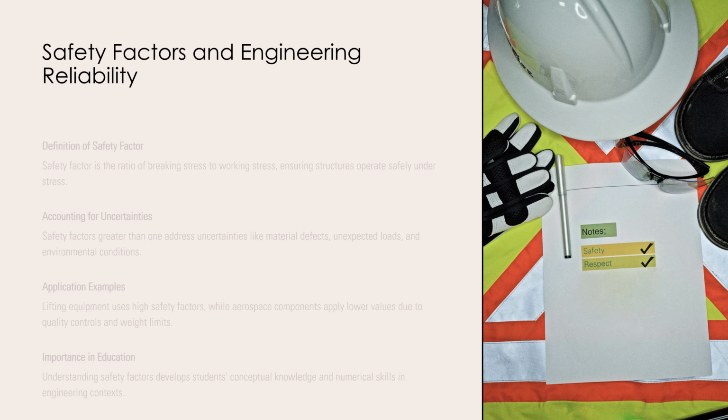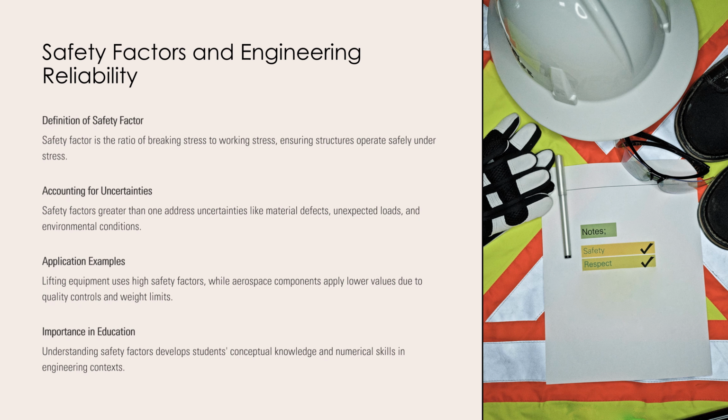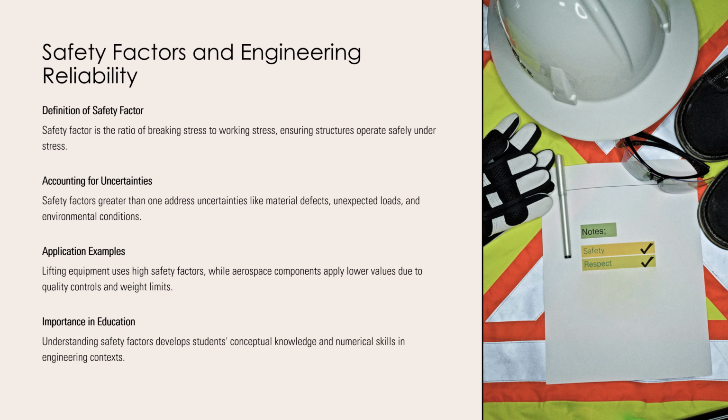Safety factors are used in engineering to ensure structures and components operate well within safe limits. A safety factor is defined as the ratio of the breaking stress to the working stress. Values greater than 1 account for uncertainties such as material defects, unexpected loads, and environmental effects. For example, lifting equipment may use safety factors of 5 or more, while aerospace components may use lower values due to strict quality control and weight constraints.